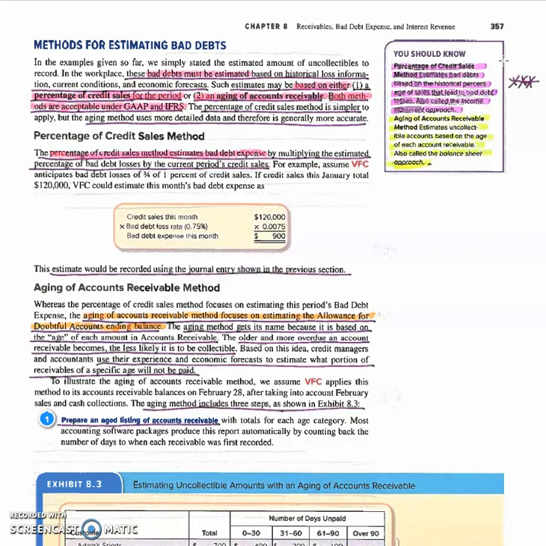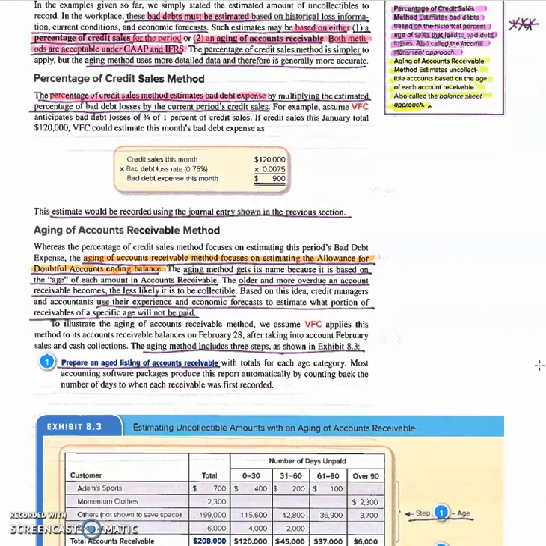Again, it's very simple, but it lacks accuracy. Will percentage of credit sales always work out? No, not really. Now, a better method is the second one. It's called the aging of accounts receivable method. Basically, what we do with it is take our accounts receivable, look at the balances, and figure how old are those balances. As balances get older, the probability of being collected goes down. And so we age our accounts receivable.